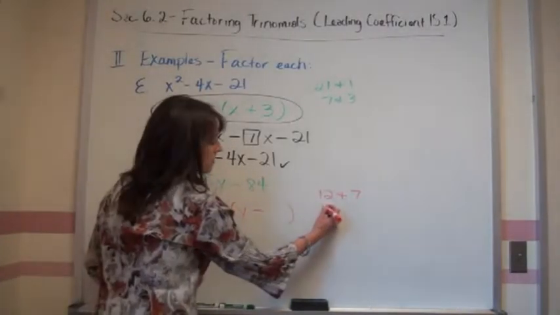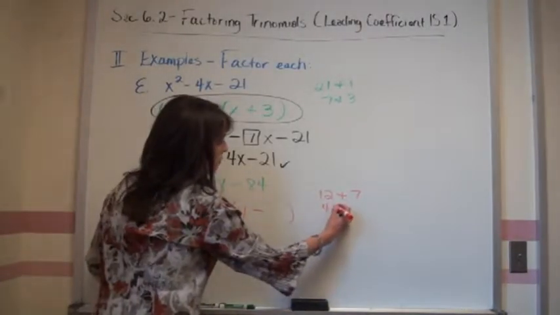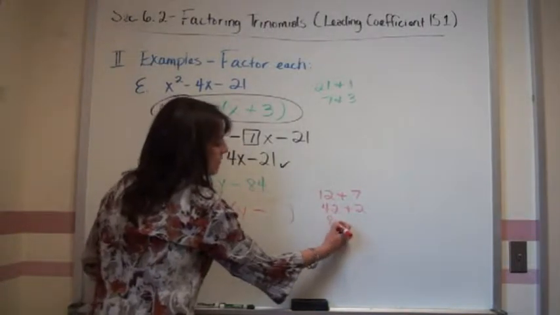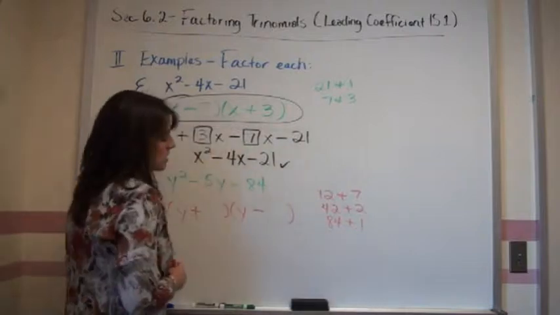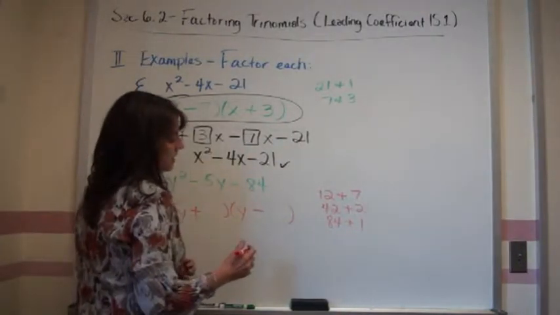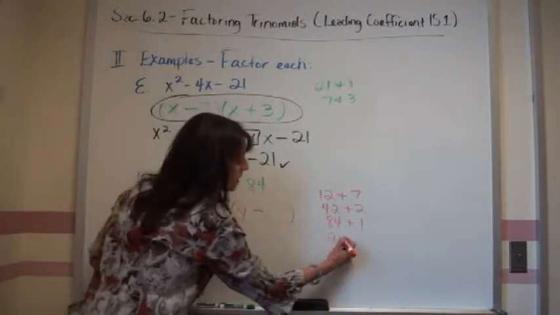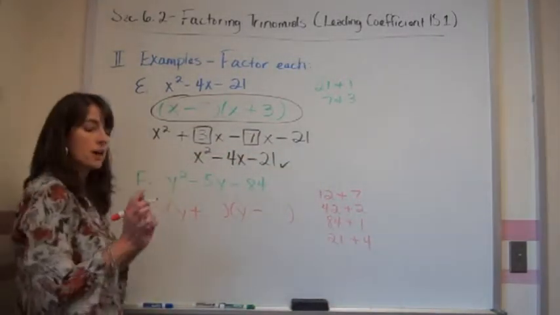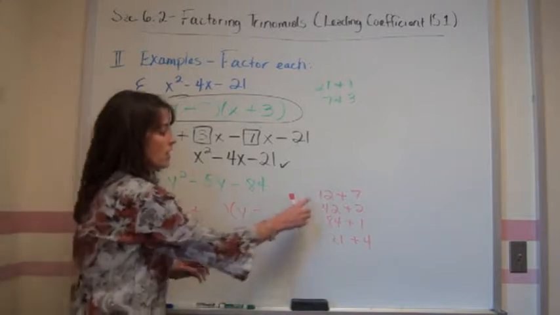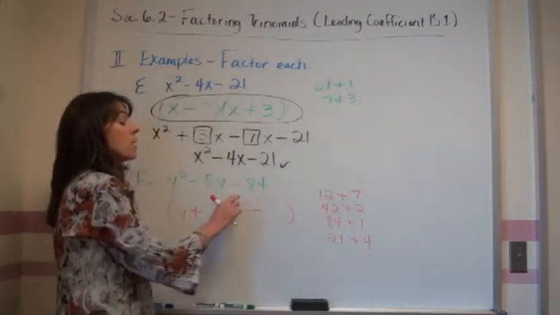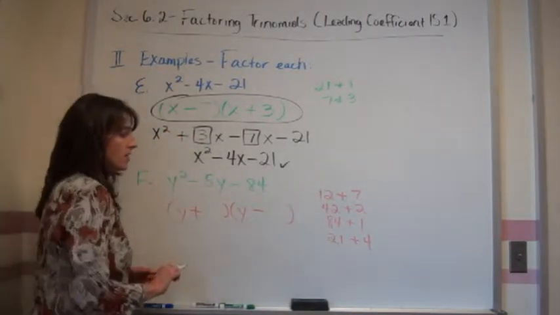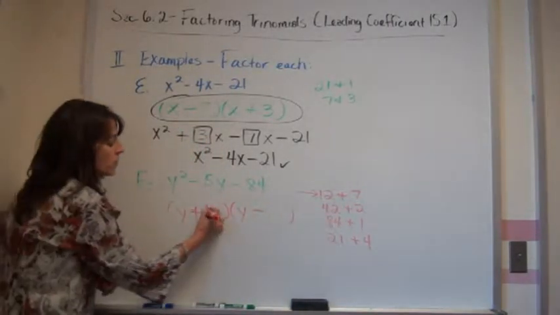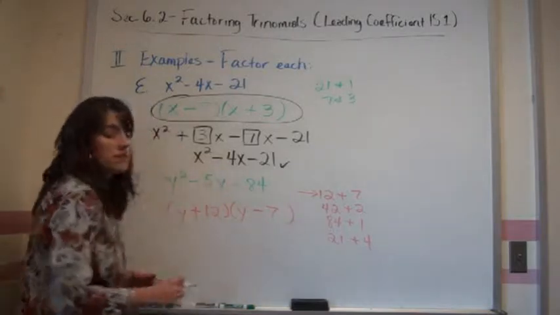Now granted, 84 splits up in many other ways. It splits up as, say for instance, a 42 and a 2, splits up as an 84 and a 1, splits up as a 21 and a 4. Lots of different combinations. But like I said, the combination that will work is the combination that not only will multiply to be 84, but it needs to subtract to be 5. And like I said before, that's going to be your 12 and your 7. So we've got to figure out which one's which. So put the 12 in here, put the 7 in here.